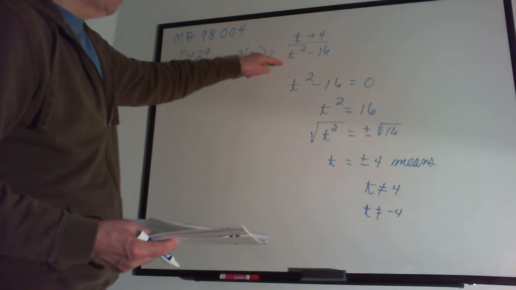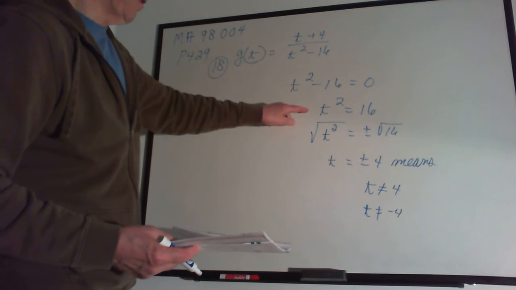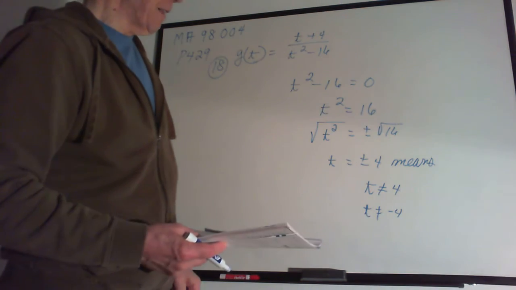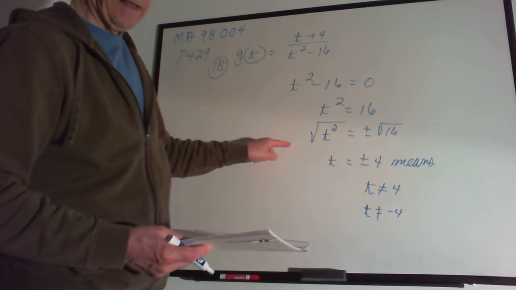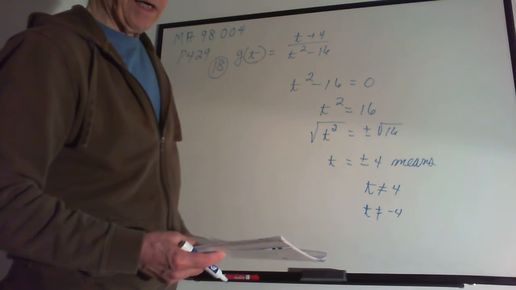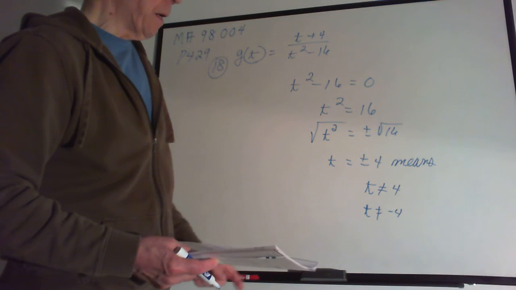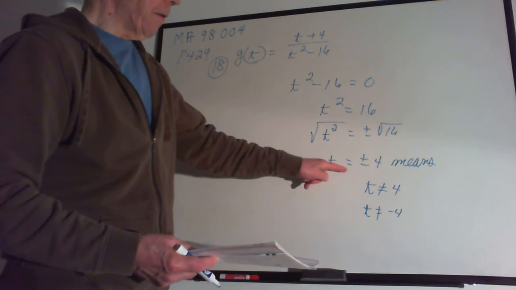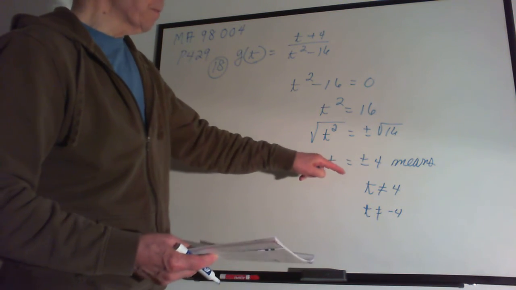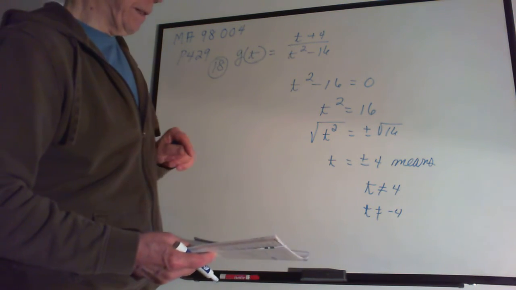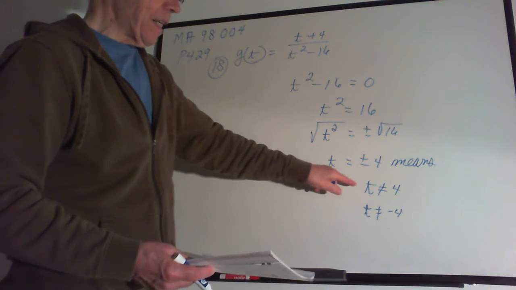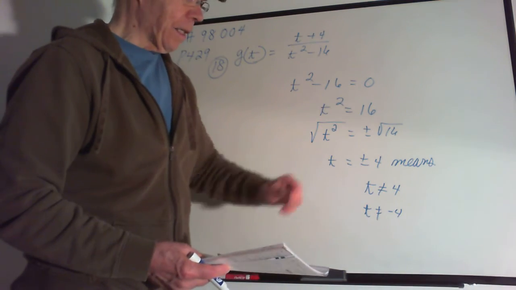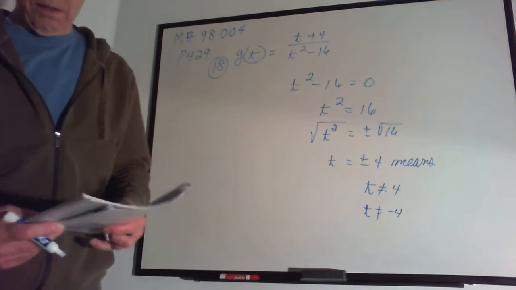All right, so set the denominator equal to 0, t squared equals 16, you take the square root of both sides. We take the square root of this side, you're going to get a positive and negative number, plus or minus 4. This tells me that t, if it's equal to plus or minus 4, makes the denominator 0, which means that t cannot equal 4 and t cannot equal negative 4.